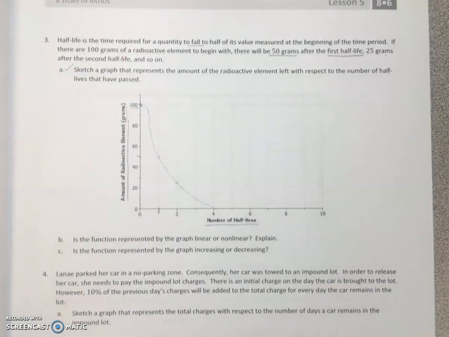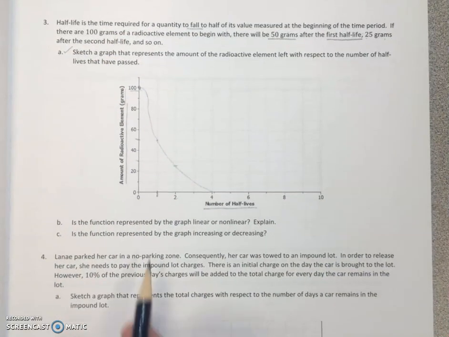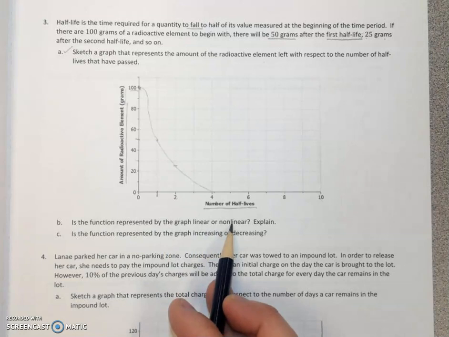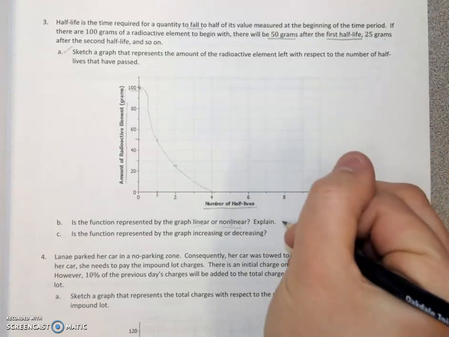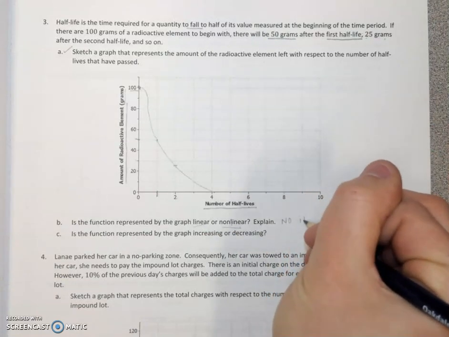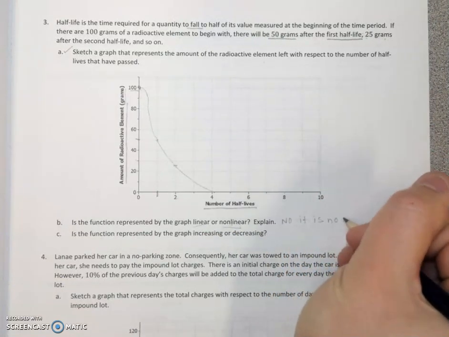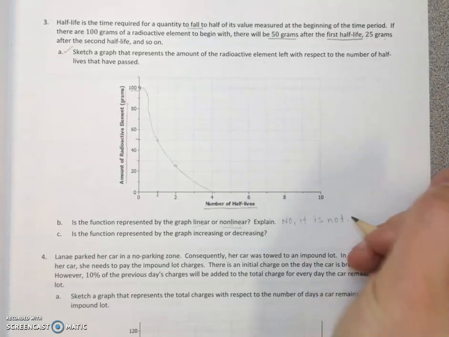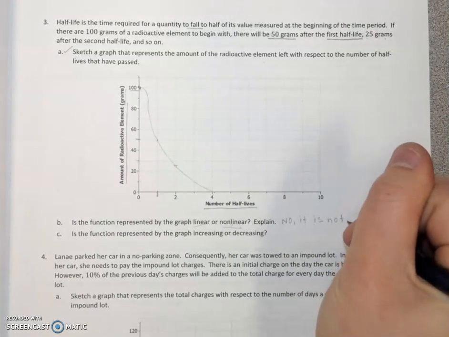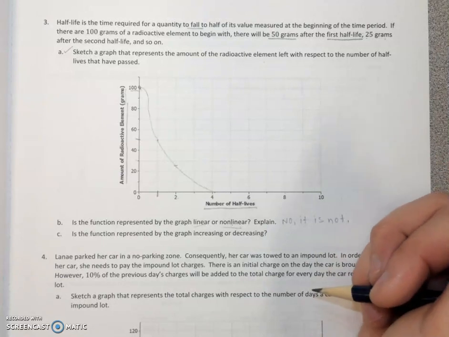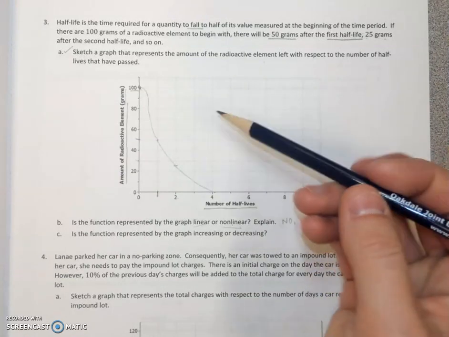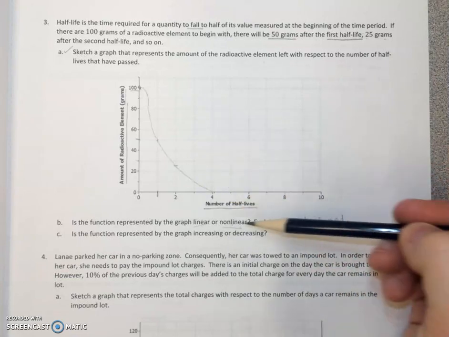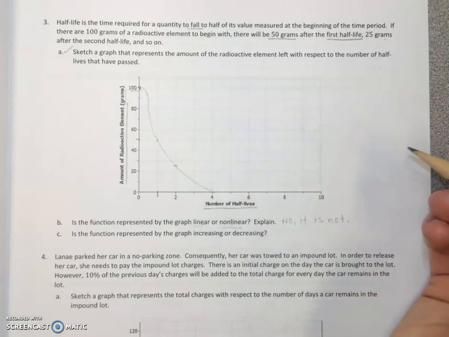We sketched the graph. Here it says, is the function represented by the graph linear or nonlinear? Well, it's asking you, is it a straight line or not? No, it is not. Remember, capitalize, period, and it wants you to explain. Okay, so I'm going to give you a minute to put that in your own words. Explain why it is nonlinear. I told you that it's nonlinear, but explain why.